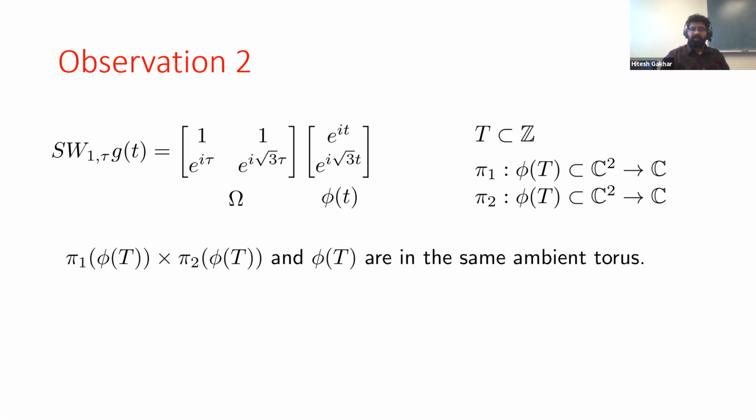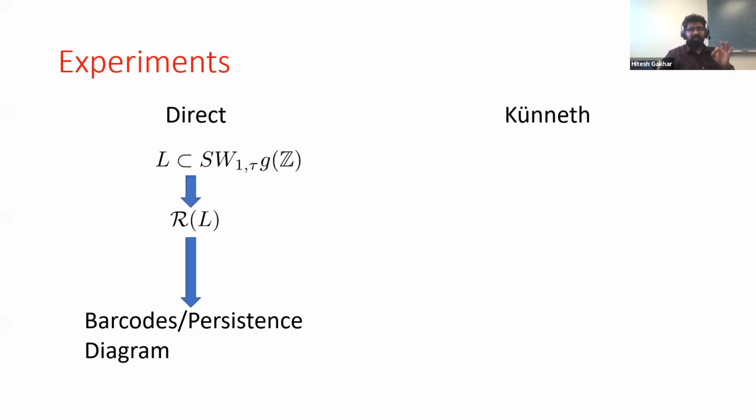Okay, so now that we have these two things, let's talk about the strategies. The first strategy I want to mention, which you've already seen in some context so far, is the direct strategy. This says that if I compute the whole sliding window point cloud over all of Z, I'll get infinitely many points.